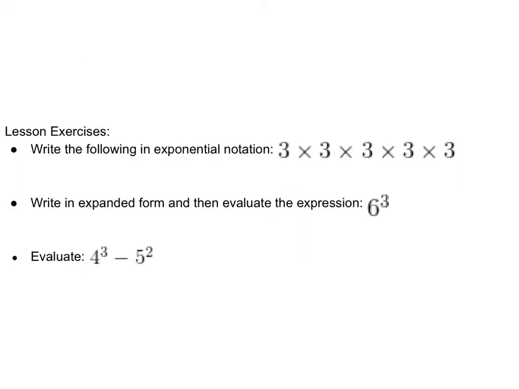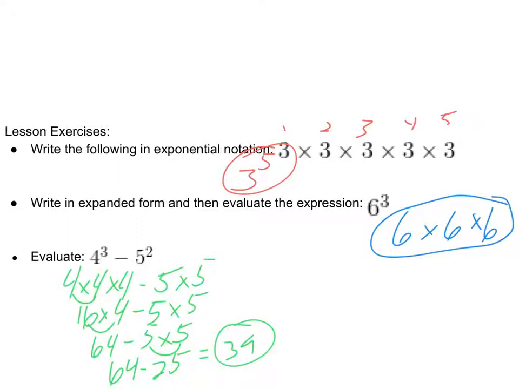Go ahead and pause the video and answer these 3 questions before hitting play and seeing how you did. So for the first one, we got 5 3's being multiplied together, so we would write that as 3 to the fifth power. For the second one, I've got 6 to the third power, which means I should have 3 6's being multiplied together, so 6 times 6 times 6. For the last one, 4 to the third minus 5 squared, I've got 3 4's multiplied together minus 2 5's being multiplied together. If I multiply the 3 4's together, I get 64. I multiply the 5's together, I get 25. 64 minus 25 should get me 39.